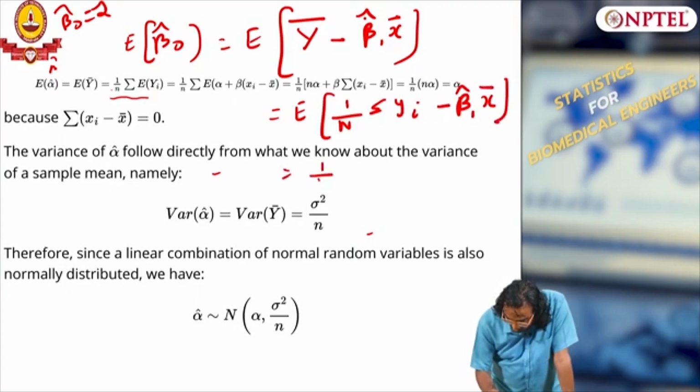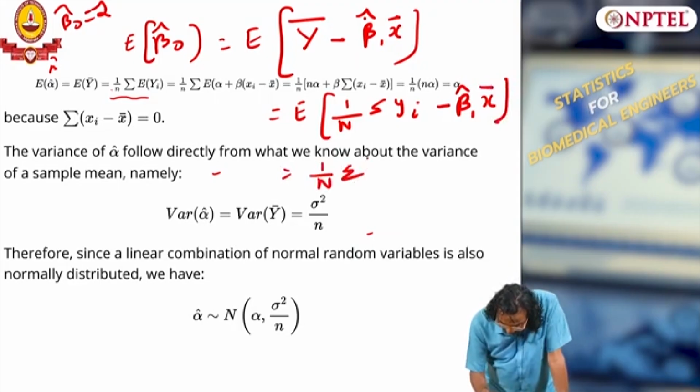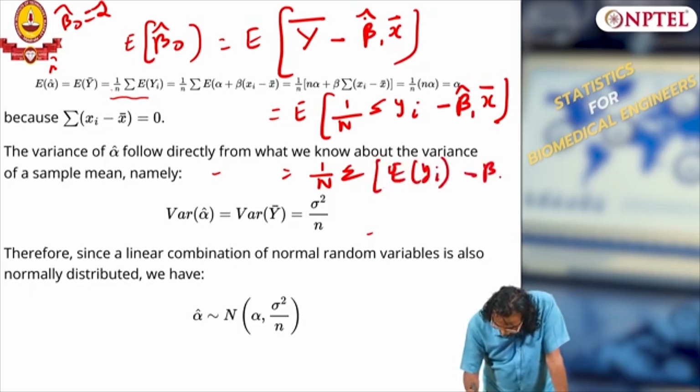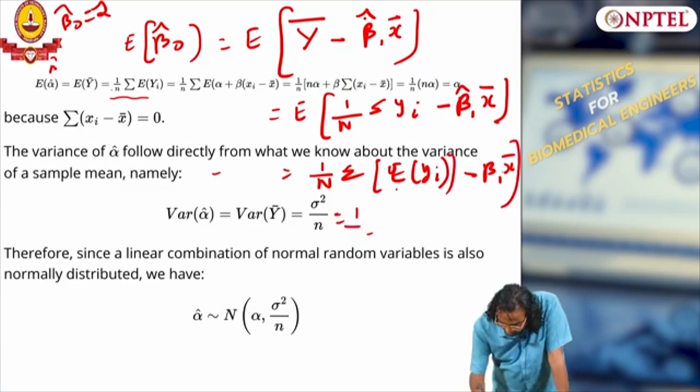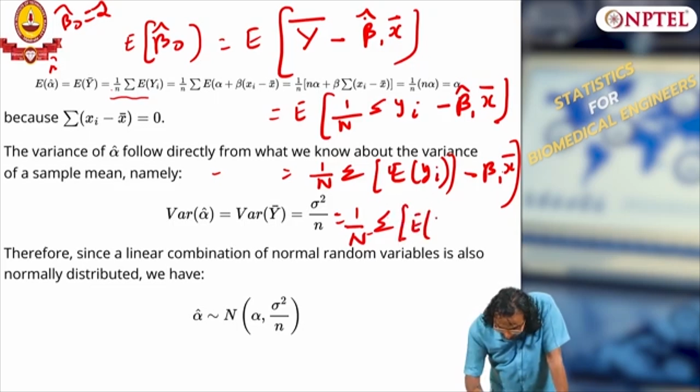Now, I can take 1 over n outside the summation, and then I have the expectation of y_i minus beta 1 x bar. Remember, expectation is a linear operator. So this is nothing but 1 over n summation of the expectation of y_i, and y_i is nothing but alpha, or beta naught, plus beta 1 x_i, minus beta 1 x bar. I have expanded on this.